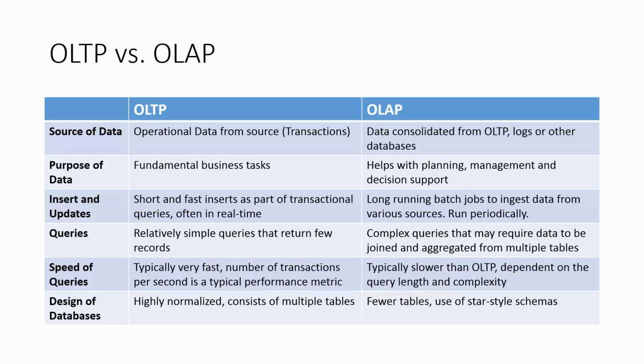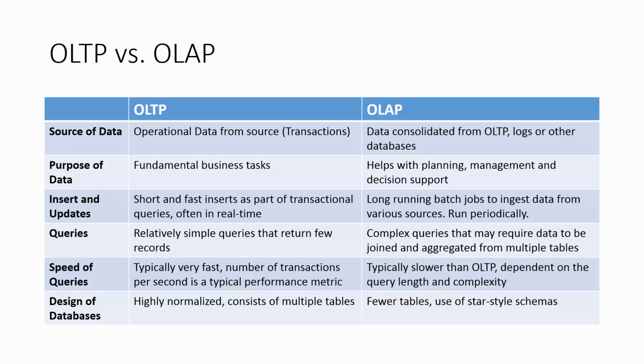OLTP systems are used for fundamental business tasks, like an e-commerce website taking care of orders from users, or an airline reservation database. That OLTP system is designed to do those fundamental business tasks, and in its absence you really can't run the business. That's the purpose of data in OLTP. Whereas in OLAP, the data is used for things like planning, management, and decision support. So it's used from a more strategic standpoint.